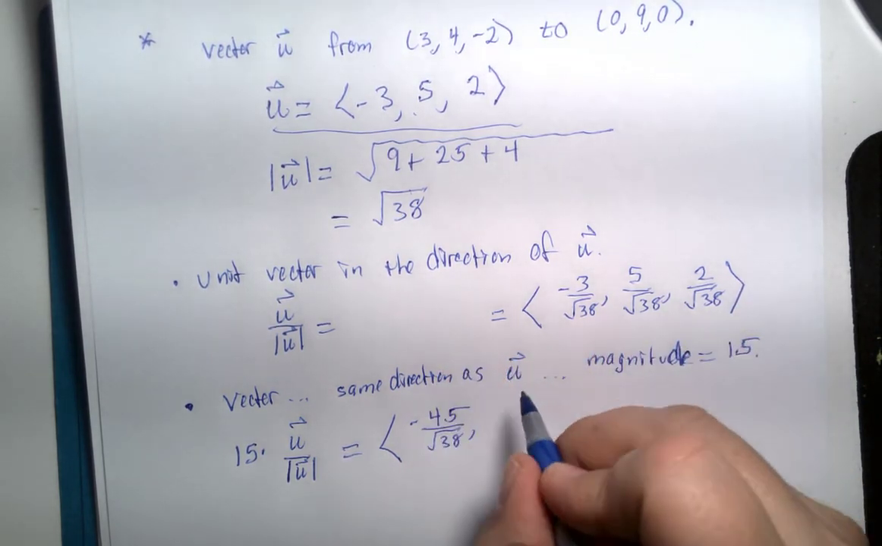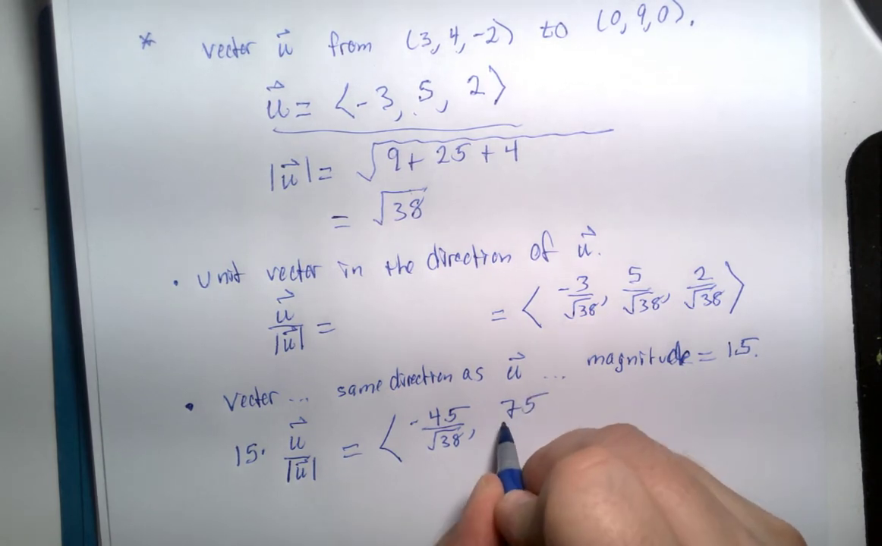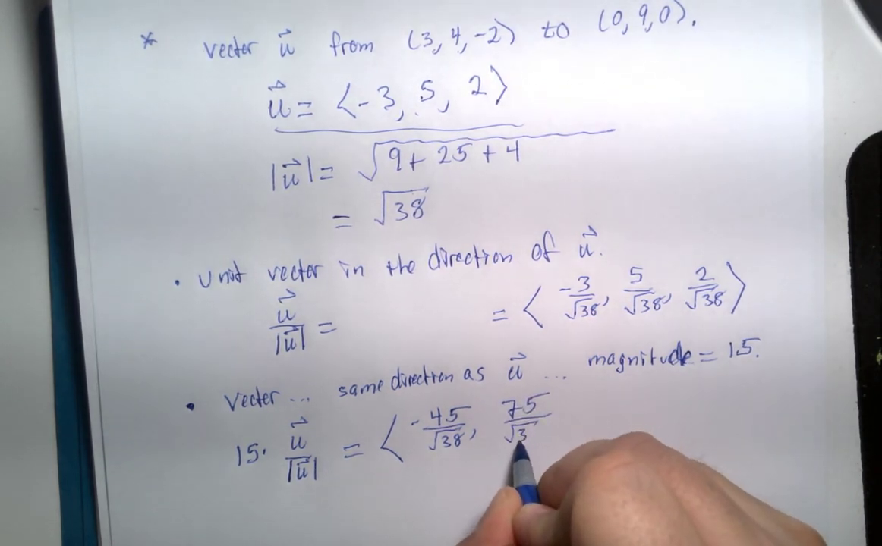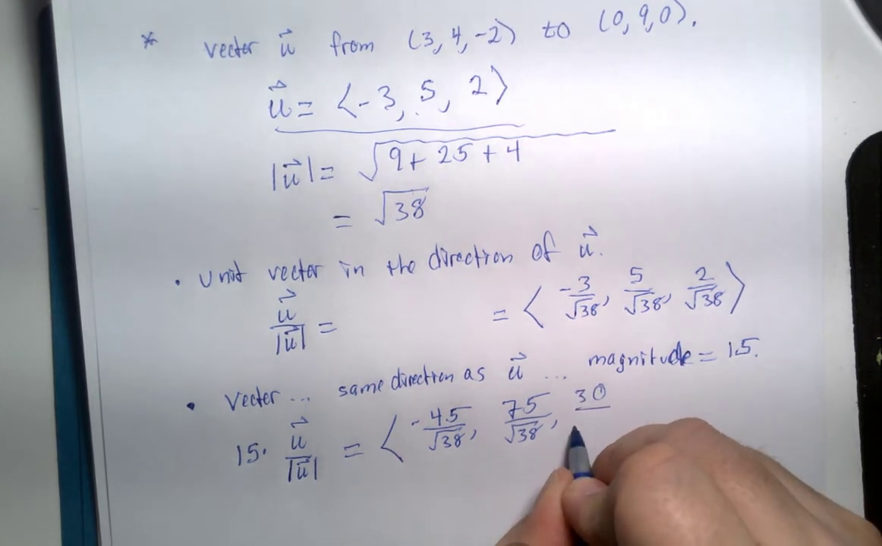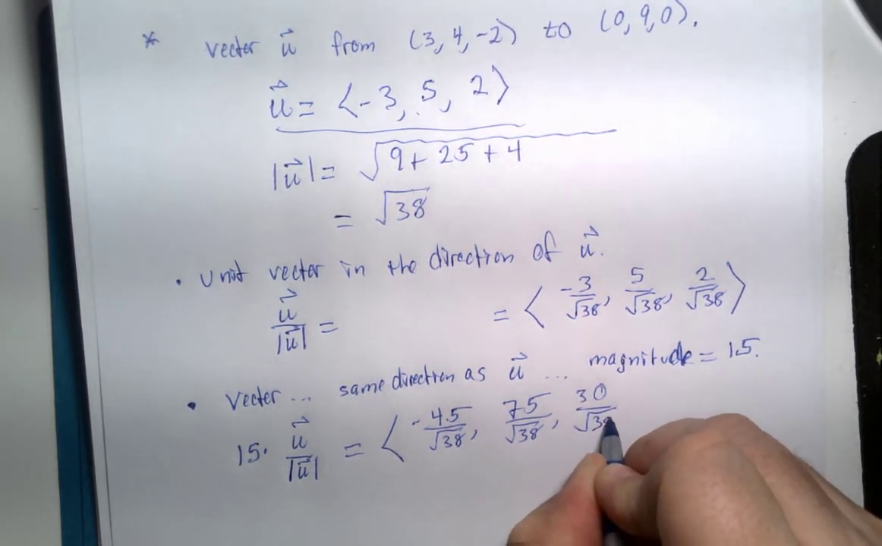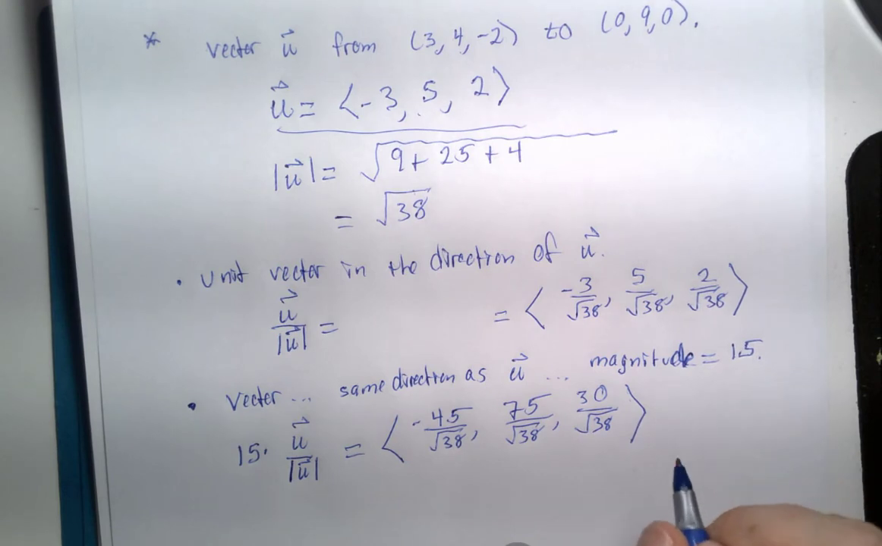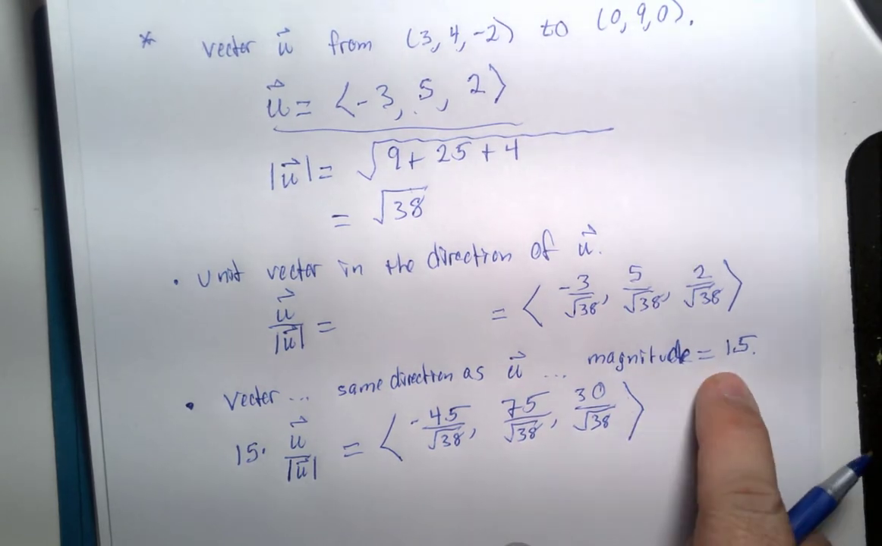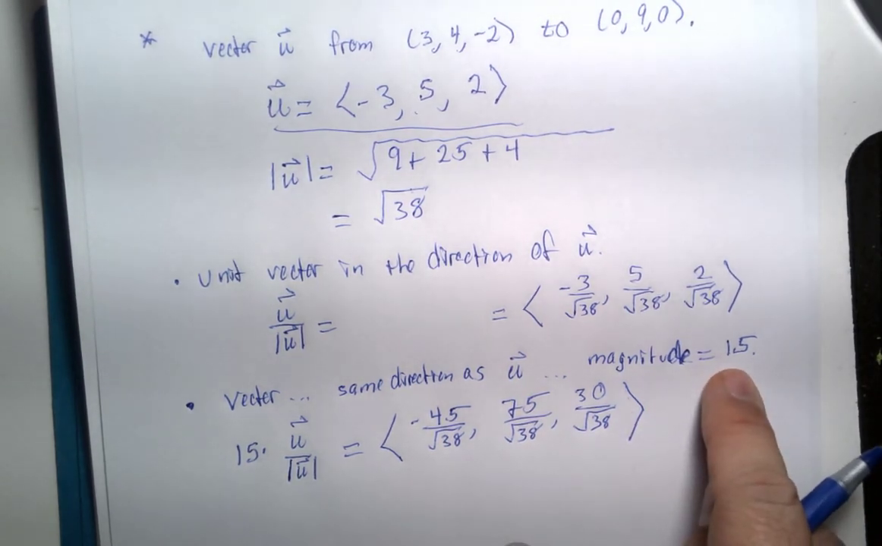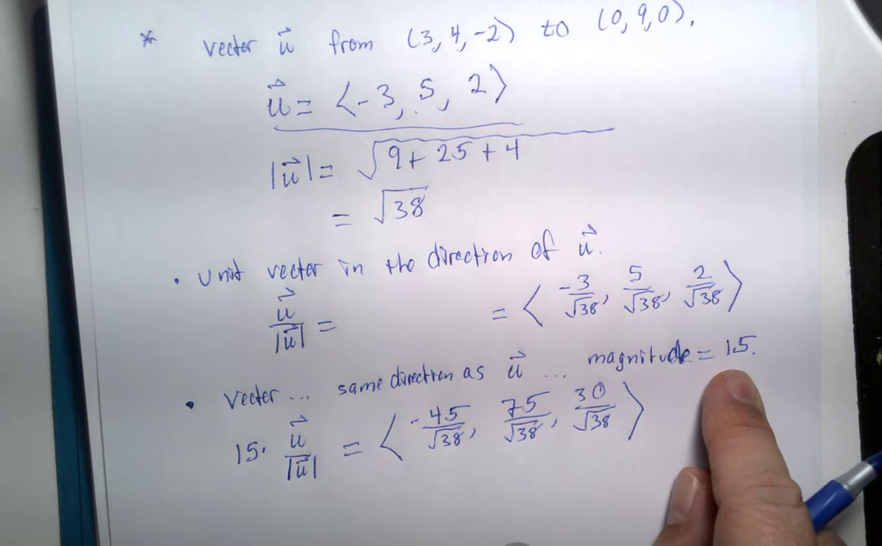15 times 5 is 75, divided by square root of 38. 15 times 2 would be 30. It's a little bit messy to do the computation on this. Do it on the side. Bust out your calculator. You will find that the magnitude of this vector is exactly 15 units. It's kind of sweet how easy it is to write it this way.